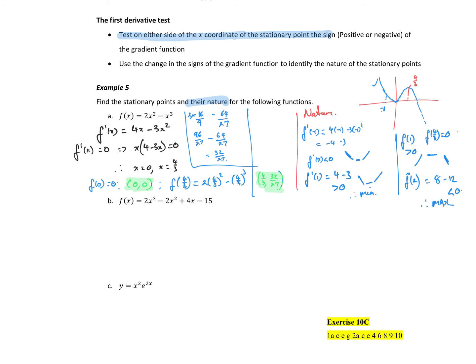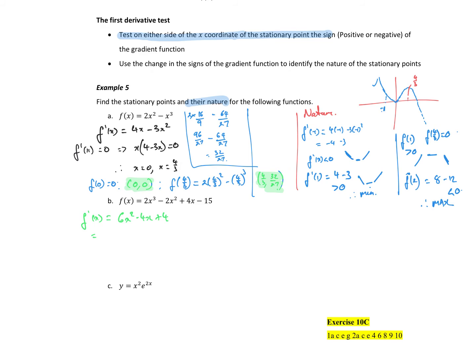All right, let's go again. 2x cubed minus 2x squared plus 4x minus 15. So we have to work out the derivative f dashed of x, and that's equal to 6x squared minus 4x plus 4. Now I've got to solve that equal to 0.